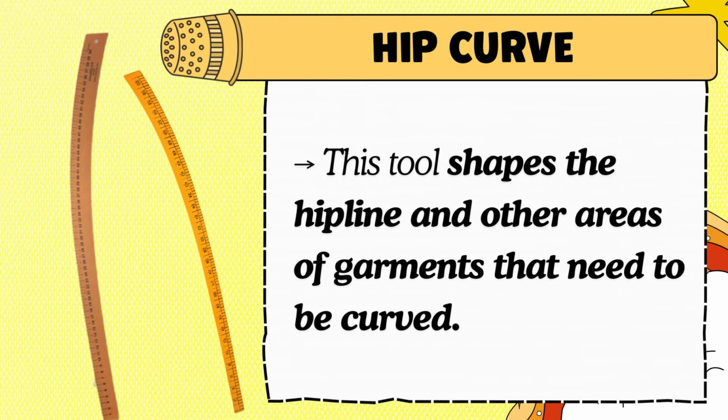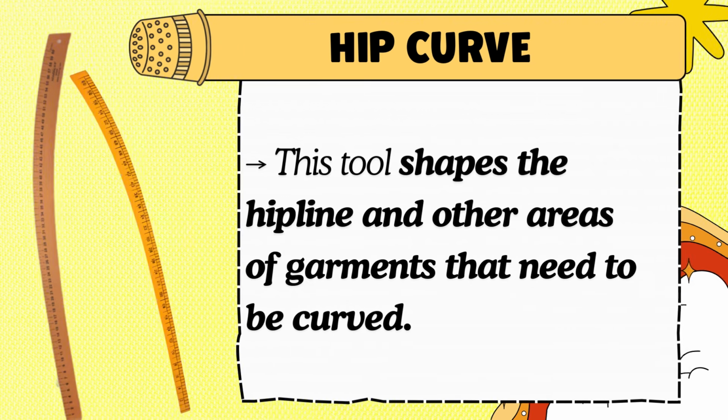6. Hip curve. This tool shapes the hip line and other areas of garments that need to be curved. This tool helps form smooth curved lines when shaping areas like the hips. It makes designs look more natural and fitted, especially when straight tools are not enough for rounded shapes.